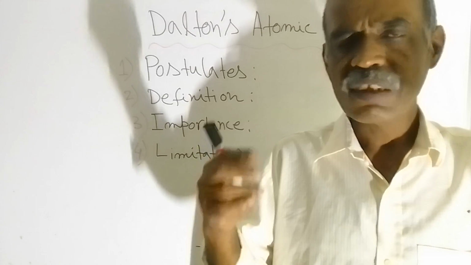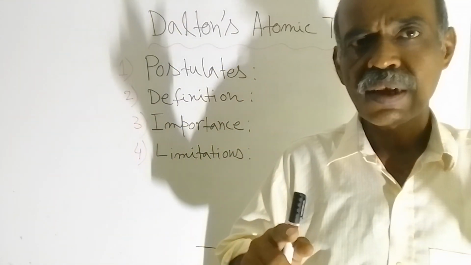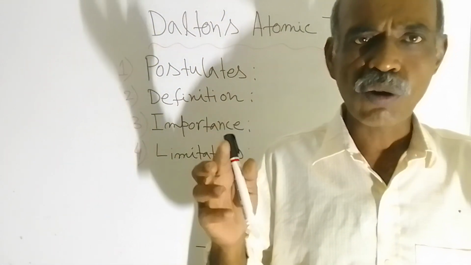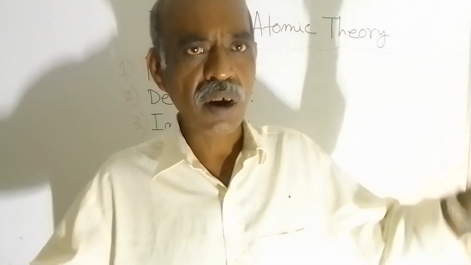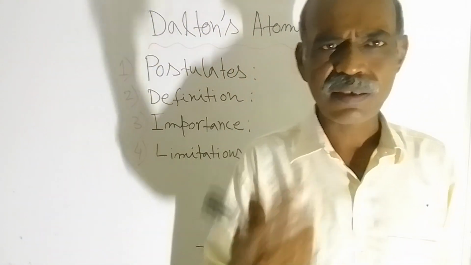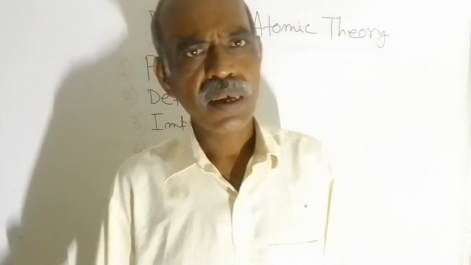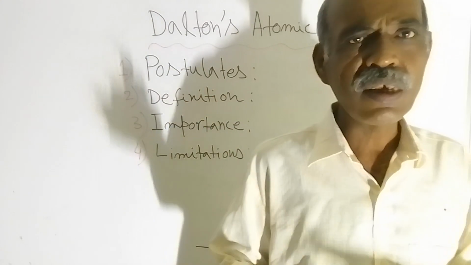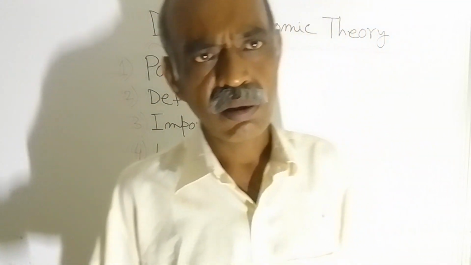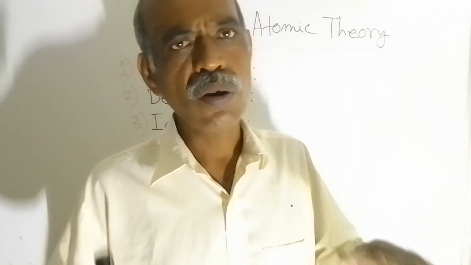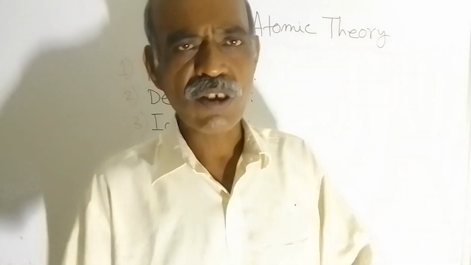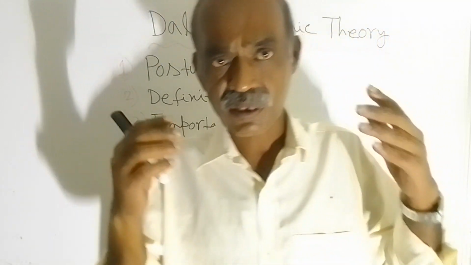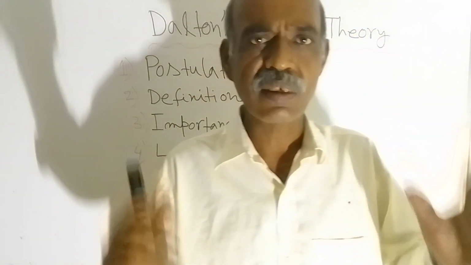This theory is not correct, but for the first time in the field of science, Dalton gave us the idea of smallest particles. After that, as technology advanced, scientists found that this theory is not correct. But this theory showed us the path of how to proceed for scientific research about the smallest particles. That's why it is very, very important, and all the students should study this, though we know that this theory is not correct at all.